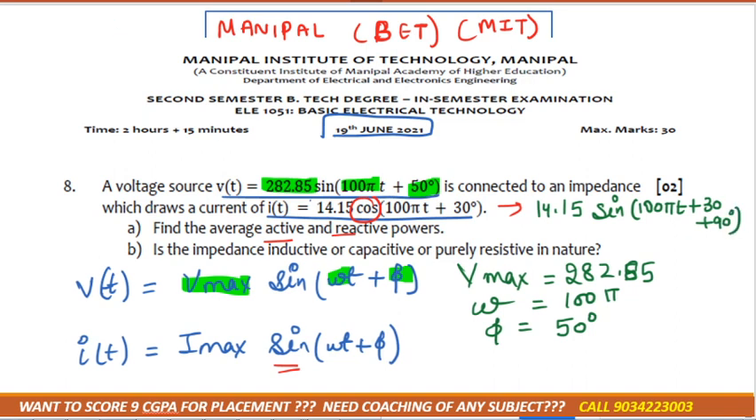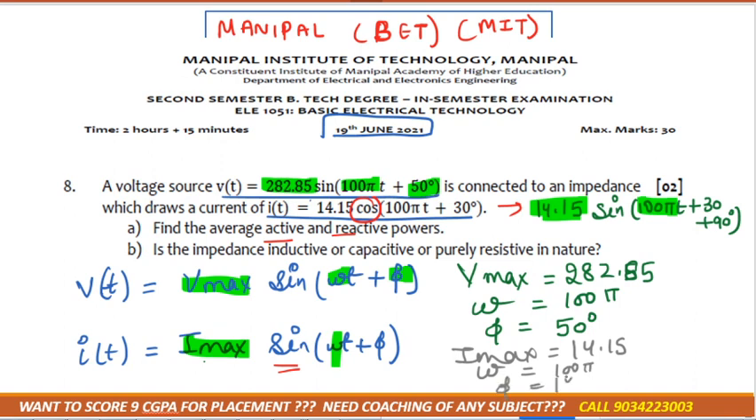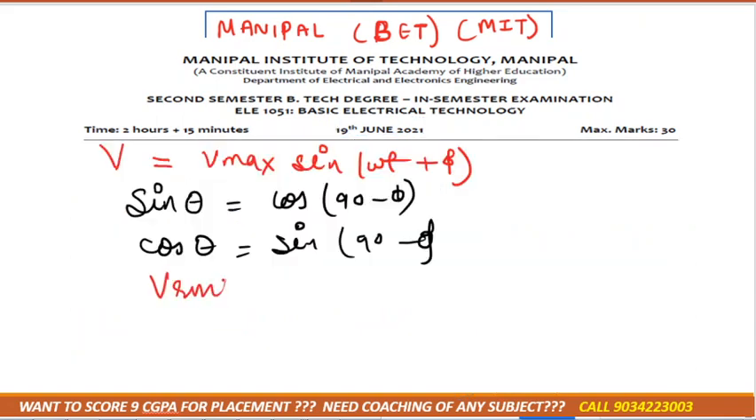Okay, clear? So now I can compare this equation with this equation. Imax is how much? 14.15. Omega is same, 100 pi, and in this case phi is equal to 120, right? So Imax is 14.15, omega is equal to 100 pi and phi is equal to 120 degree. Okay, clear? So now we got the maximum value, but again there is one relationship, that Vrms would be equal to Vmax by root 2.